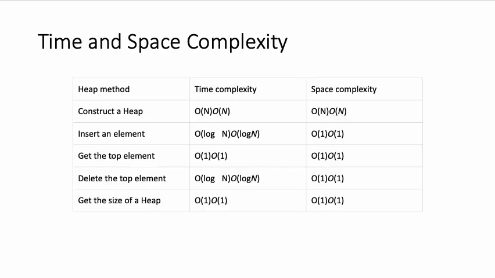So the time and space complexity is a lot better than arrays or linked lists, because inserting an element and deleting an element take O(log n) time. Getting the top element is O(1) time, and getting the size is also O(1) time. And constructing a heap is O(n) time as well, where n is the number of nodes in this data structure.